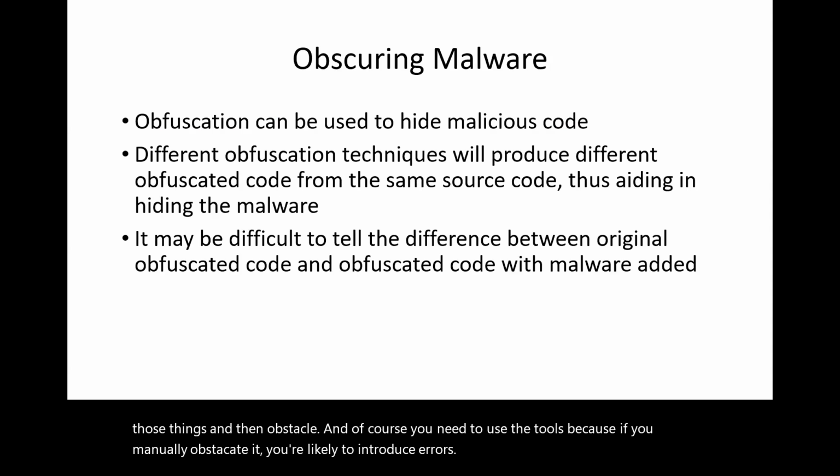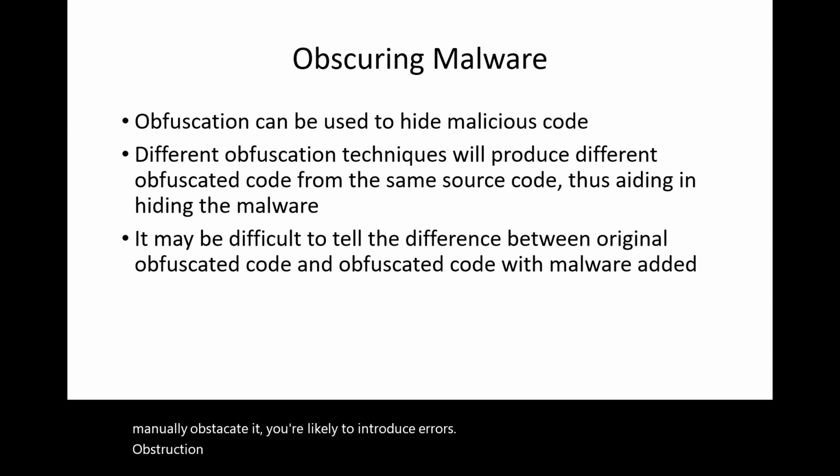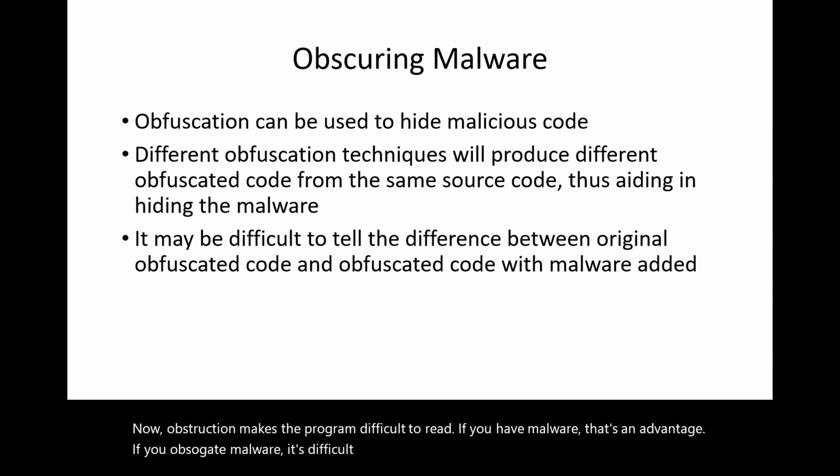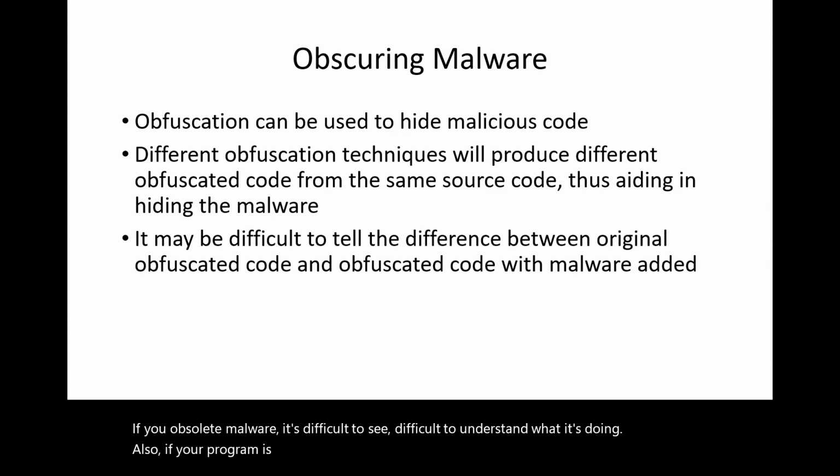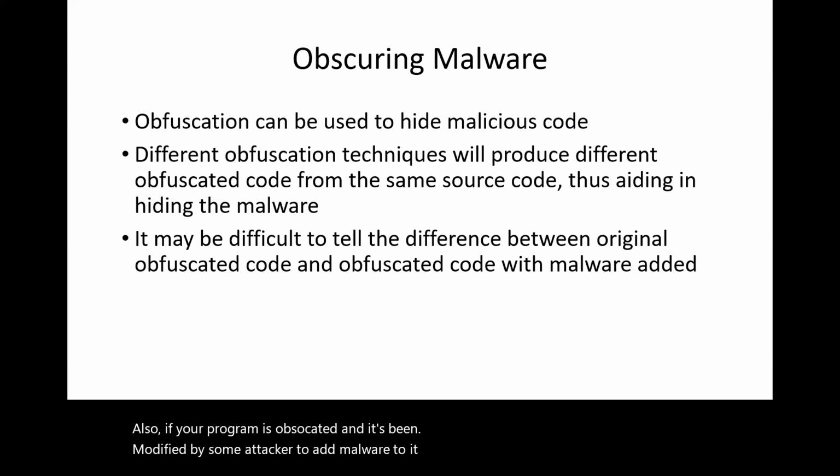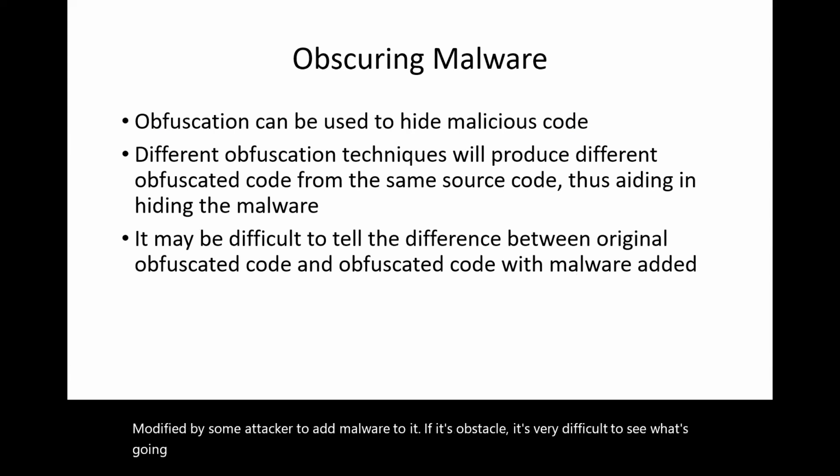Now, obfuscation makes the program difficult to read. If you have malware, that's an advantage. If you obfuscate malware, it's difficult to understand what it's doing. Also, if your program is obfuscated and it's been modified by some attacker to add malware to it, it's very difficult to see what's going on and see if something was added to it.